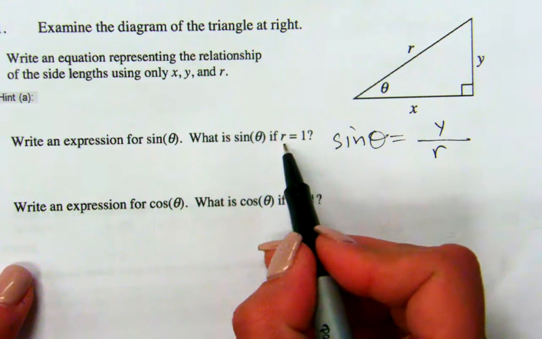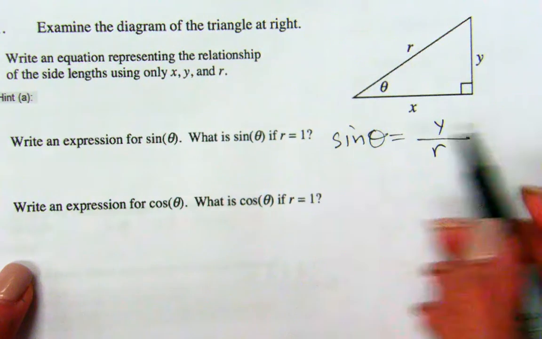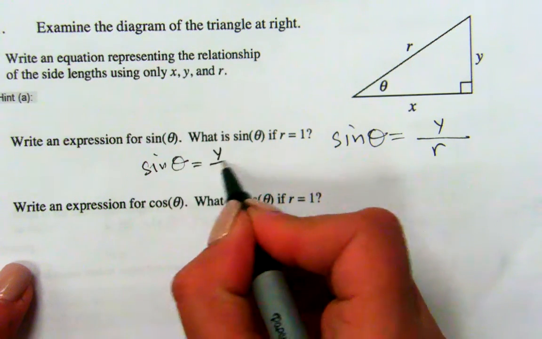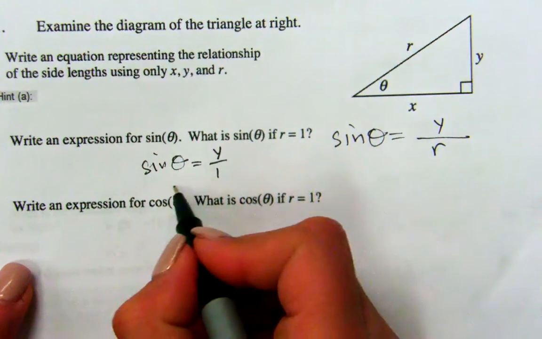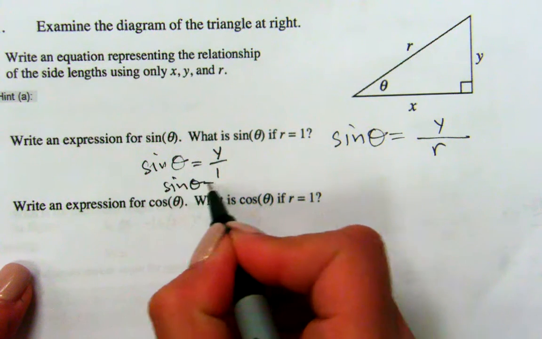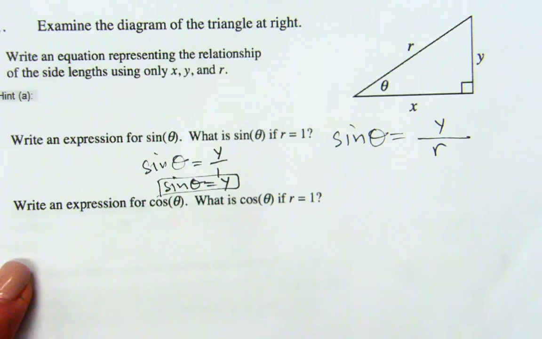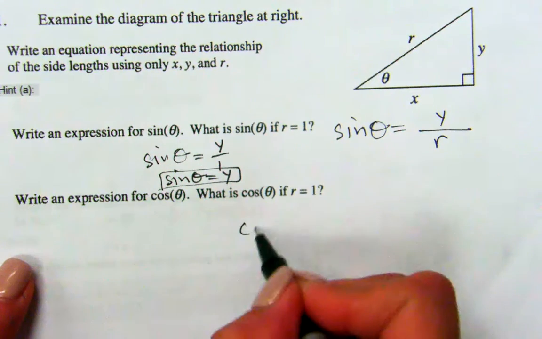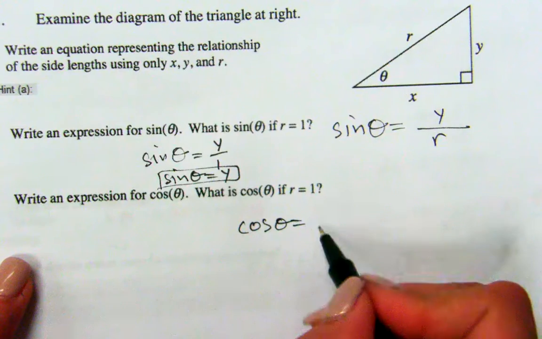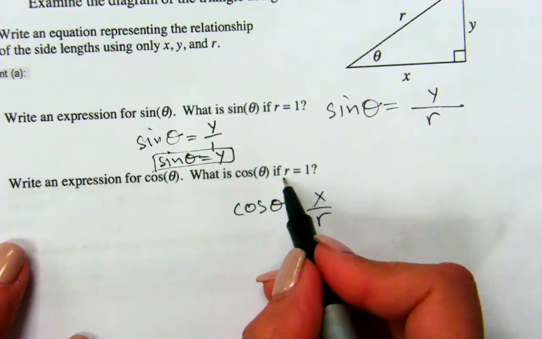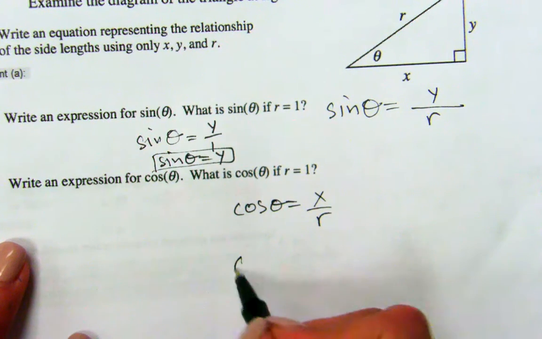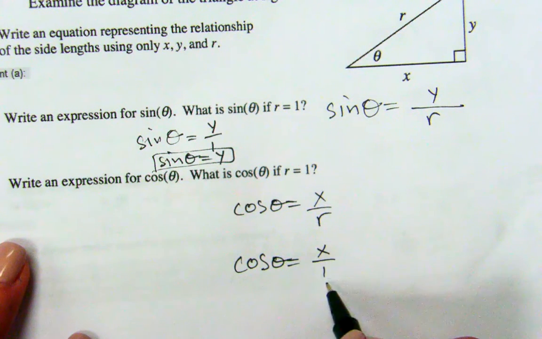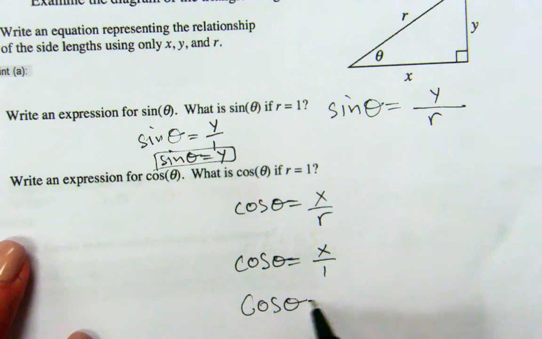Now, if r is equal to 1, then sine of theta is y over 1, which just means that sine of theta is equal to y. Now, cosine. Cosine of theta was adjacent over hypotenuse, so x over r. But if r is equal to 1, then cosine of theta is x over 1, which is just x. So cosine of theta would be equal to x.